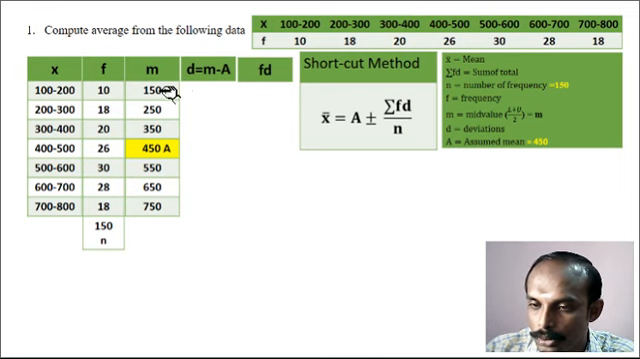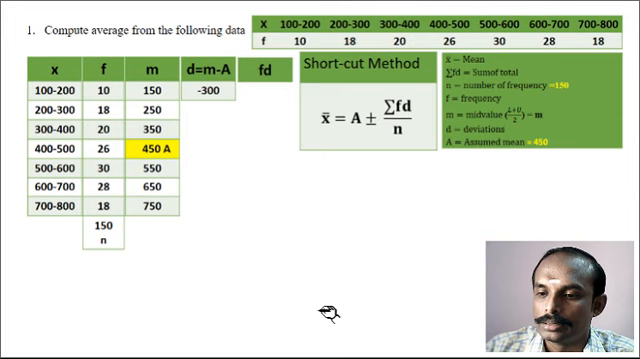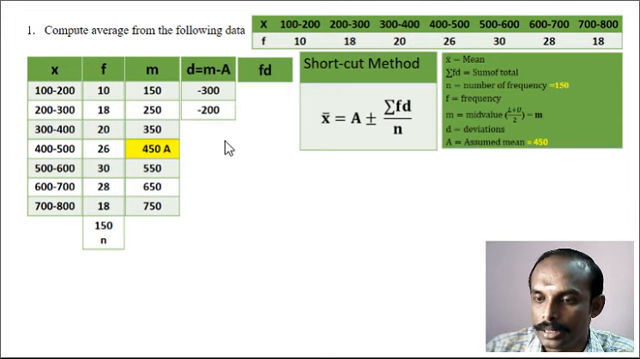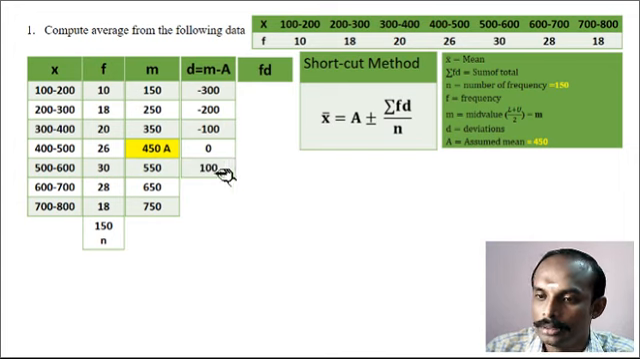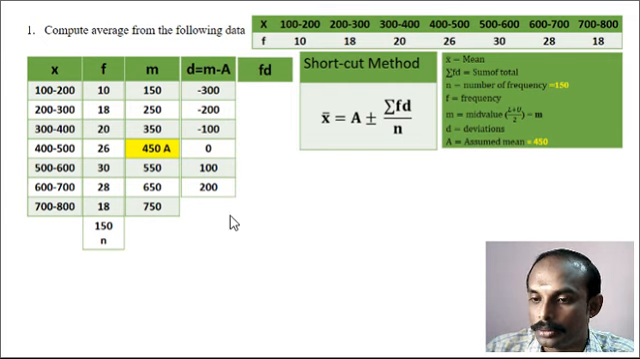So 150 minus 450 is equal to minus 300. 250 minus 450 is equal to minus 200. And 350 minus 450 is equal to minus 100. And 450 minus 450 is equal to 0. And 550 minus 450 is equal to 100. 650 minus 450 is equal to 200. 750 minus 450 is equal to 300.